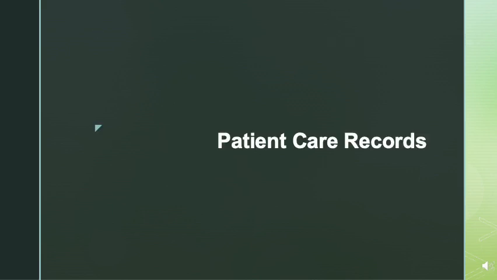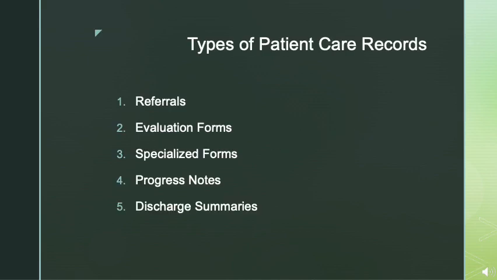Focusing now on patient care records. These are the records that directly relate to patient management. They document the entire process from referral to evaluation to treatment and discharge. These records are essential because they guide clinical decisions and ensure continuity of care. Patient care records include several types, and each type serves a specific purpose in documenting the patient's care. Let us go through them one by one.